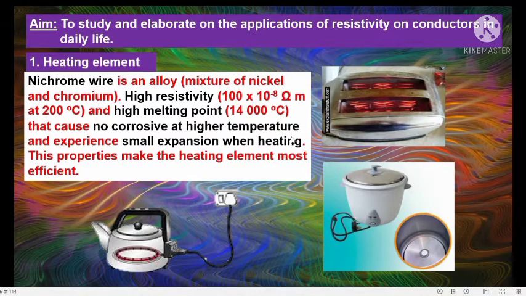For example, used in a kettle. If the conductor corrodes, it means the water is not safe to drink. So no corrosion at higher temperature is better. It experiences small expansion when heating, does not expand much. These properties make the heating element more efficient. There are many appliances in our house using this heating element.